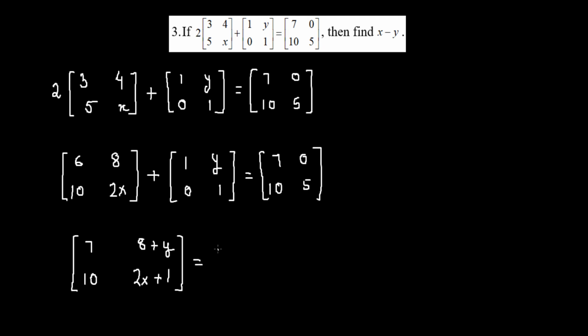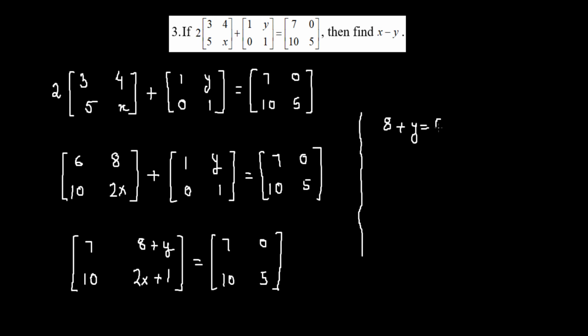That's equal to 7, 0, 10, 5. Now, these two matrices are equal, they are of the same order, so that means we can write 8 plus y equals 0. On solving this, we get y equals negative 8.